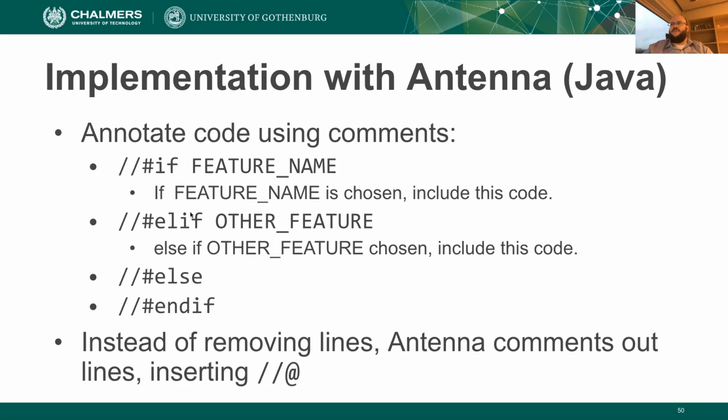Elif or else if can be added on to say, well, if we don't include this feature, but we do include this feature, maybe we now include this code. There's also just else, and we end this with an end if. Now, CPP will actually remove code entirely before compilation when it processes it. Antenna is a tool you invoke before compilation. So what it does is it comments out the code you've decided not to include. It doesn't actually remove it, but it comments it out so it's not included in your executable, which means antenna can use the same files as input and output to cleanly transform the code.